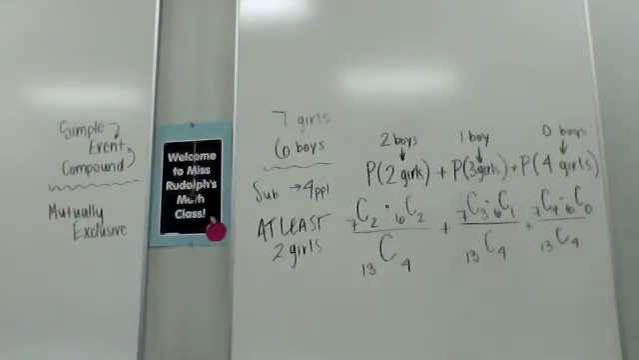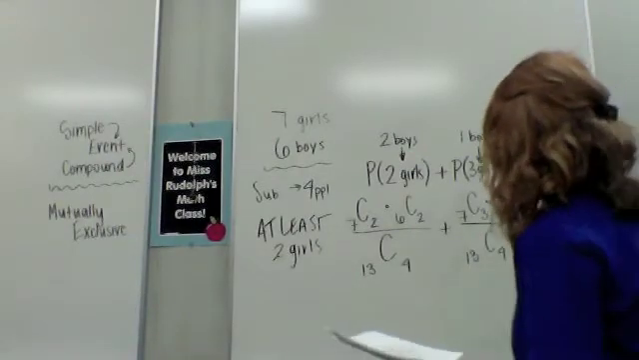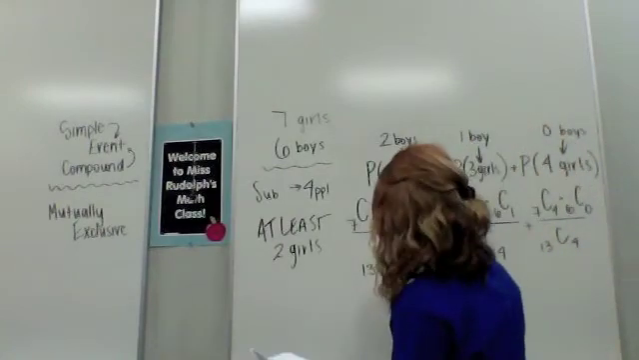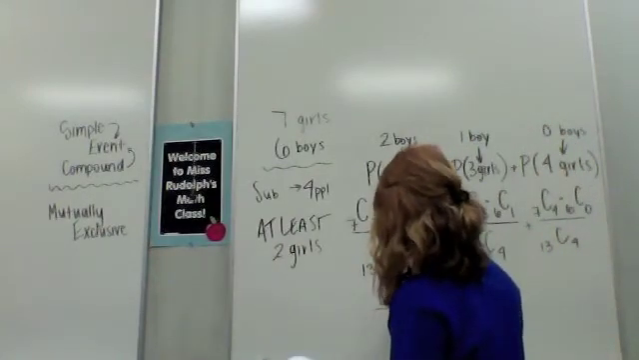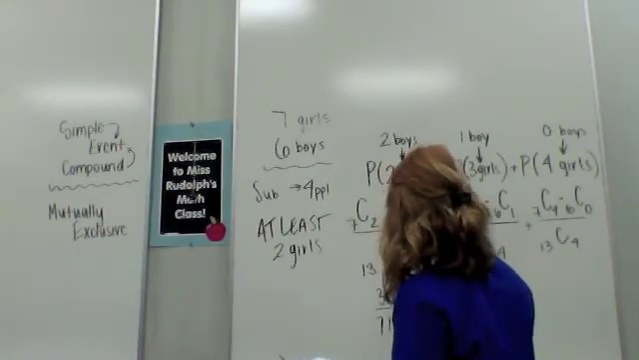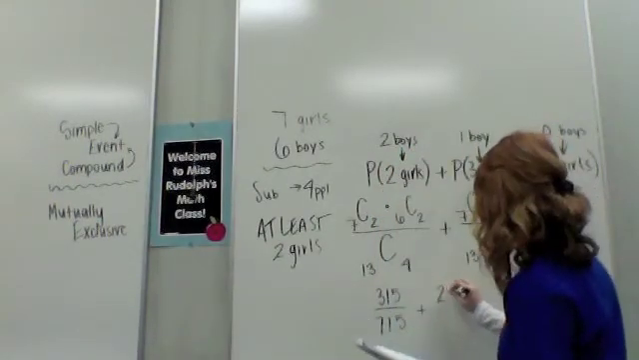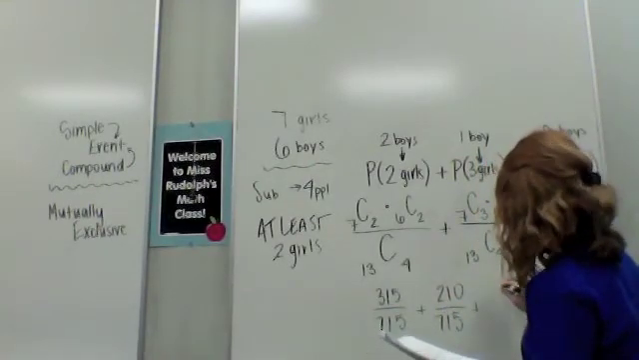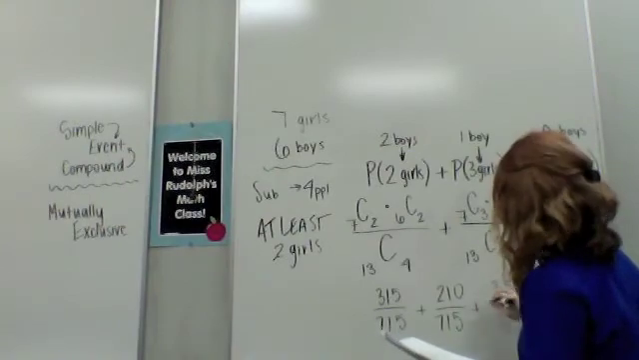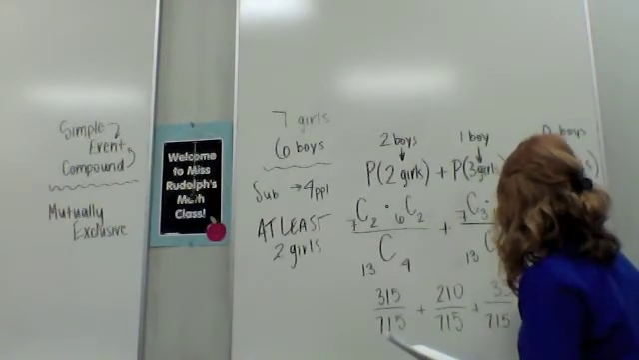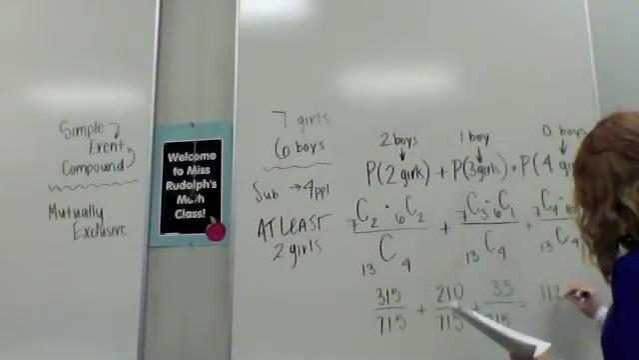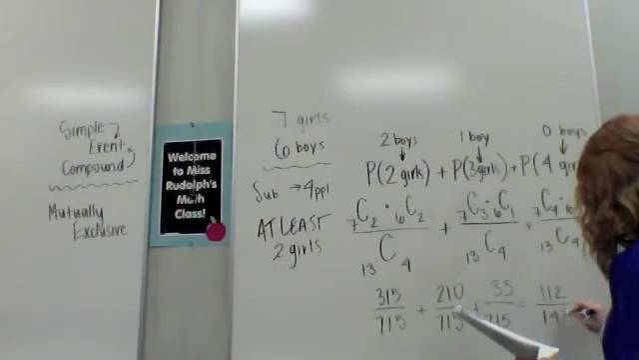So as you can see, this is actually a really big, long combination problem. You actually have to do a lot of calculations. So let's fast forward a little bit. Let's pretend I was playing on my calculator. I typed it all in. We figured out this first probability is 315 over 715. The second probability is 210 over 715. This last probability is 35 over 715. And when you add them all up together and you simplify, you get 112 out of 143.